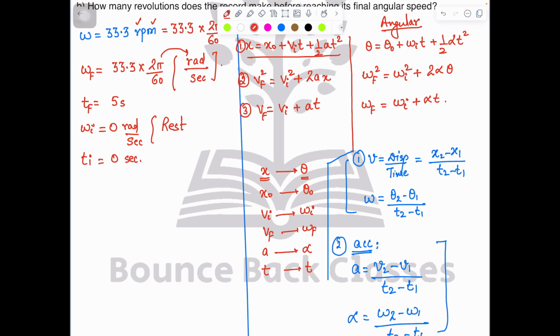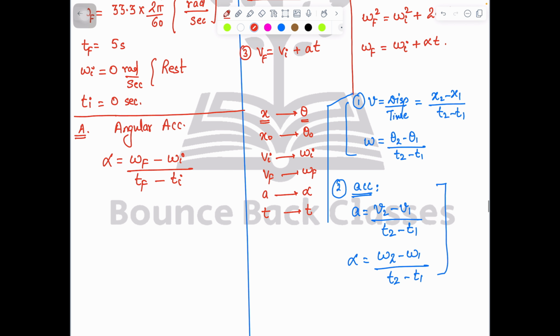Part A, solve part A, angular acceleration. How to solve? So alpha should be equal to, can I say, omega final minus omega initial divided by time final minus time initial. Yes or no? Okay, place their values. So what is omega final? 33.3 multiply 2 pi over 60 minus 0 divided by, what is your time? 5 minus 0.